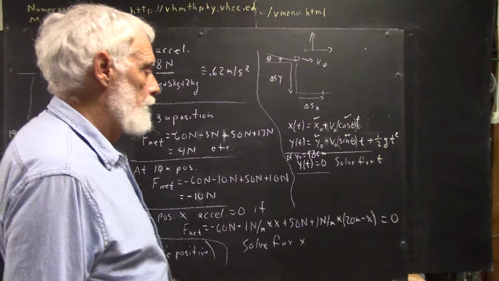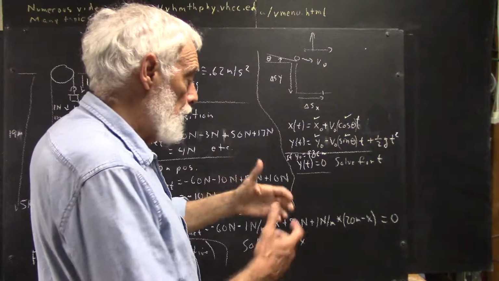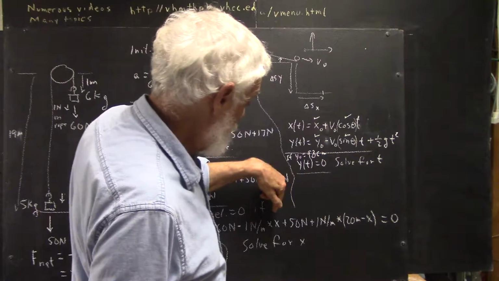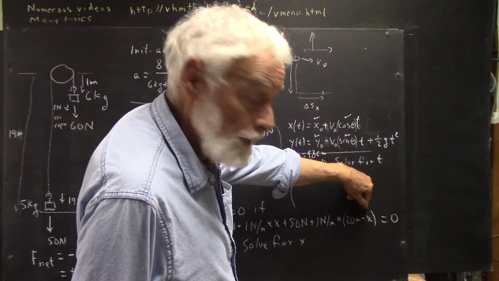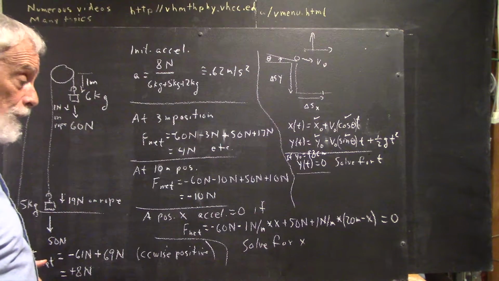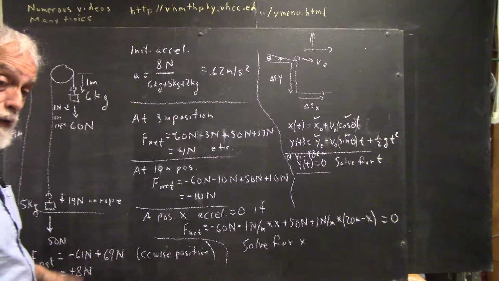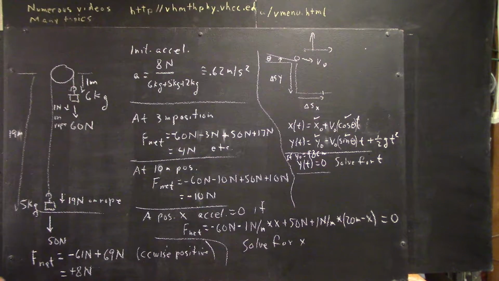And then 1 newton per meter on this side multiplied by whatever amount of rope we don't have on this side. Well, if what we have on this side is length X, what we have on this side is going to be 20 meters minus X, because there is a total of 20 meters of rope here. Again, we're assuming a negligible pulley diameter. And we can solve that for X and find out just how far this thing has to go before it will continue.